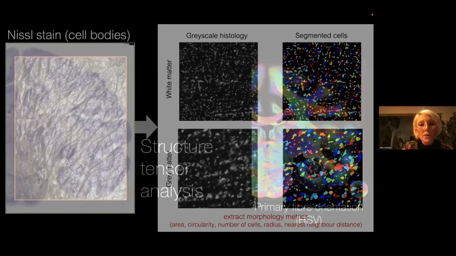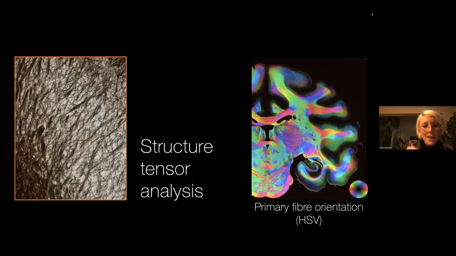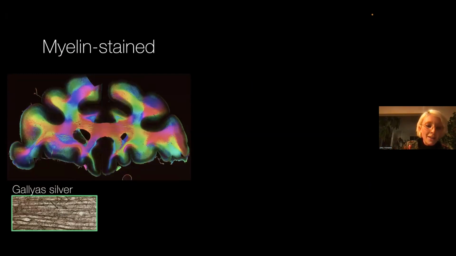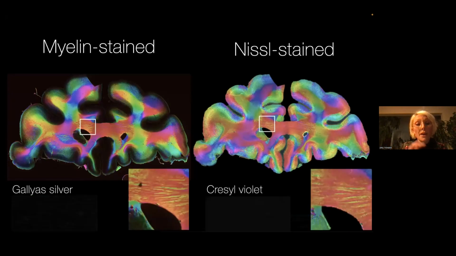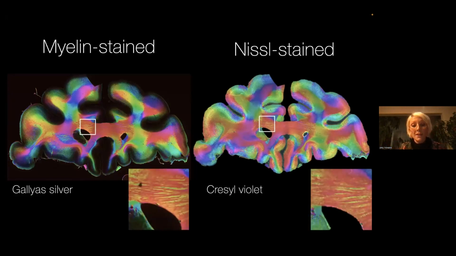A second type of quantitative analysis we can do is structure tensor analysis, and this allows us to estimate the primary fiber orientation per pixel, again on the 2D plane as shown by the color wheel. We can of course do this for our myelin stained slides where we can visualize myelinated axons, but interestingly we can also do this for the Nissl stain as the cell bodies tend to align along the fiber orientation. Both types of data are even able to visualize these interesting details such as these interdigitating fibers entering the corpus callosum.